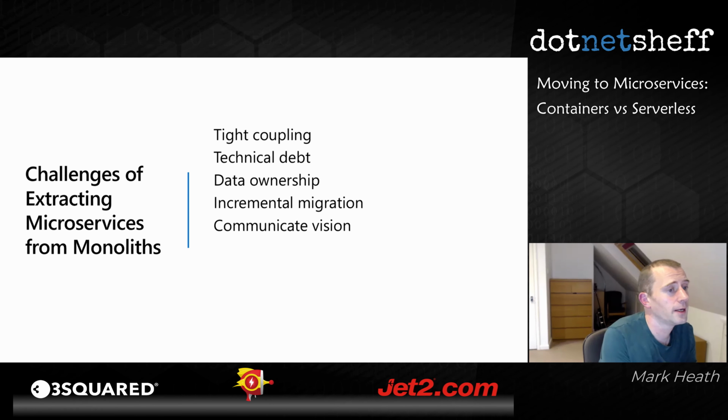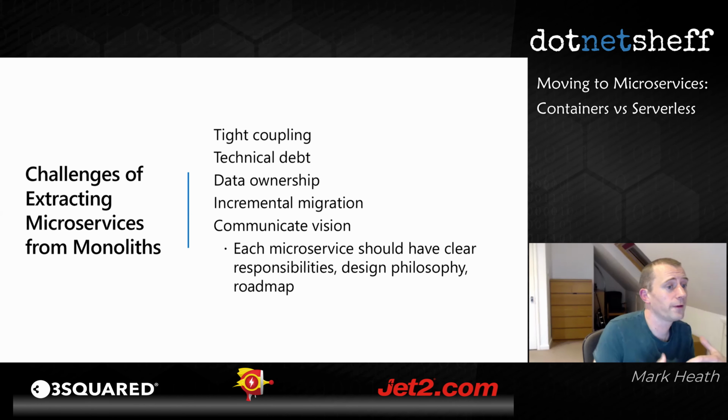And another thing that I've learned, particularly if you've got large development teams and maybe a lot of new developers coming into the project, is you need to be very careful to communicate the vision of where you're trying to get to. And so what I tend to try to do for each microservice I create is to write up a very clear design document, or a README document, that explains what the responsibilities of that microservice are, what data it owns, what its design philosophy is, so what architectural patterns we want to use, and where we're trying to go, what its roadmap for the future is.